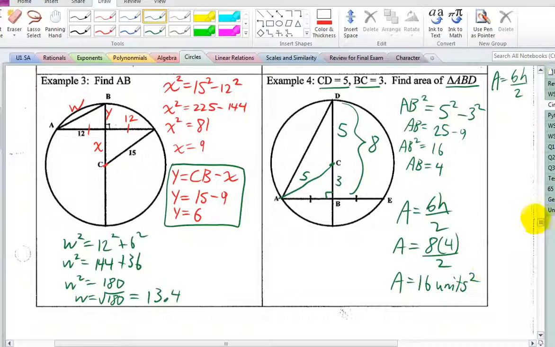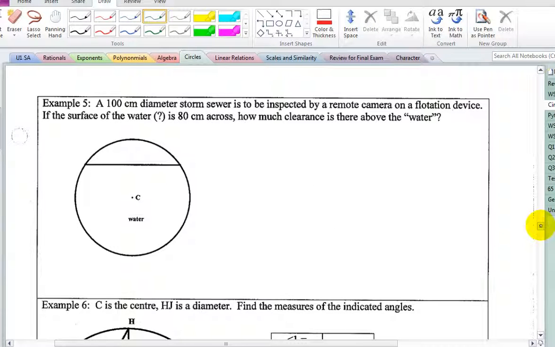There we go. Okay, next page. Now we have some applications. Please draw the diagram and label it. Do the best you can, okay?